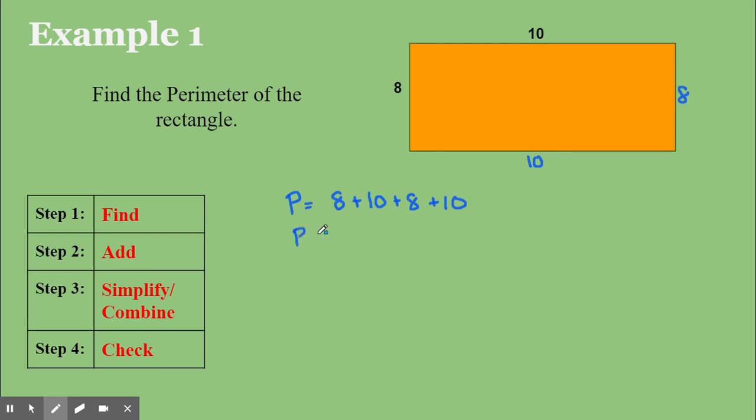And using the order of operations to simplify, we're going to look. Do we have any groups? No. Do we have any exponents? No. Do we multiply or divide? No. Now add or subtract. So we go left to right. 18 plus 8 plus 10. Again. 26 plus 10. And again. All right. So we simplified the expression and we got that the perimeter is 36.